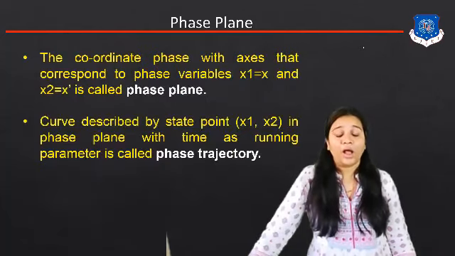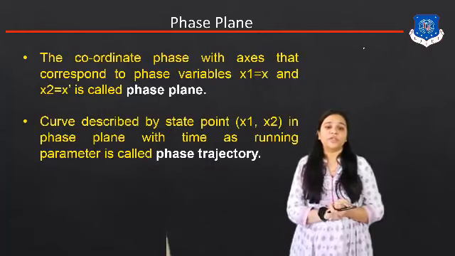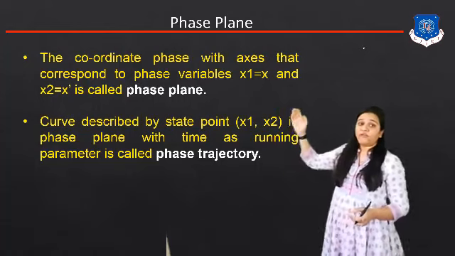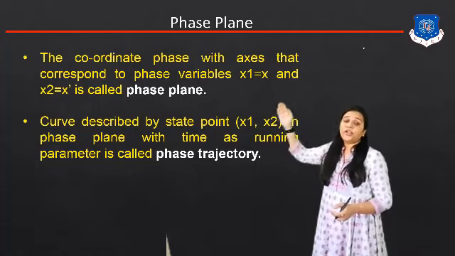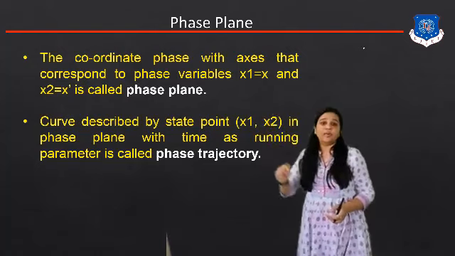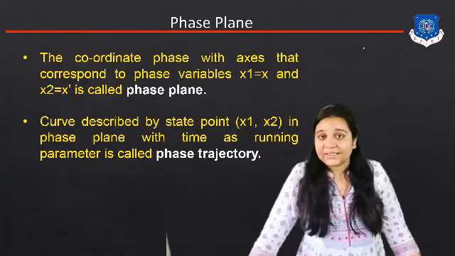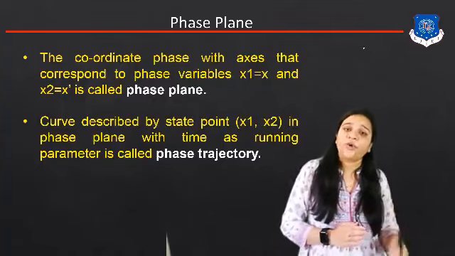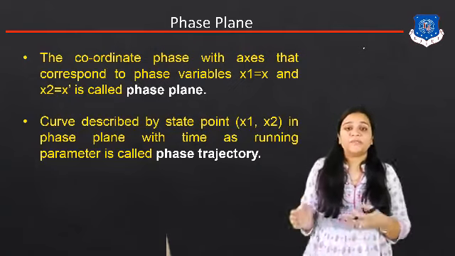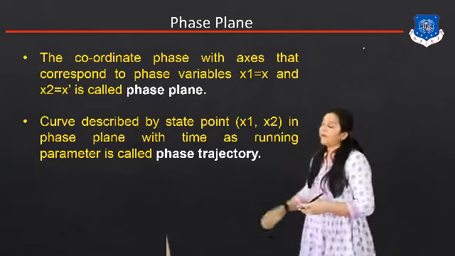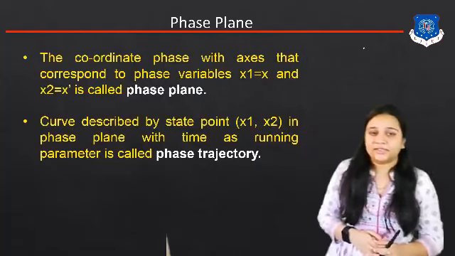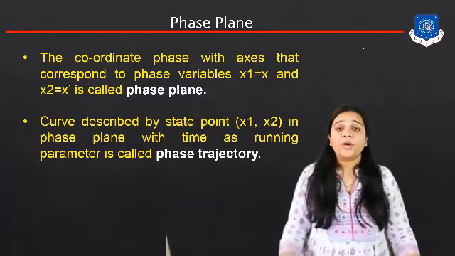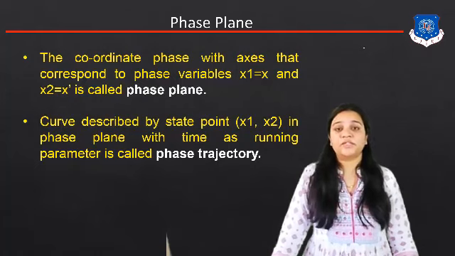Now, the next important topic for non-linearity is the phase plane and phase trajectory. The coordinate plane with axes corresponding to the phase variables x1 equal to x and x2 equal to x dash is called the phase plane of this non-linear system, and the curve described by the state point x1 and x2 in the phase plane with time as the running parameter is called the phase trajectory. So to define the non-linearity for a particular system, we need to know the phase plane and the phase trajectory.